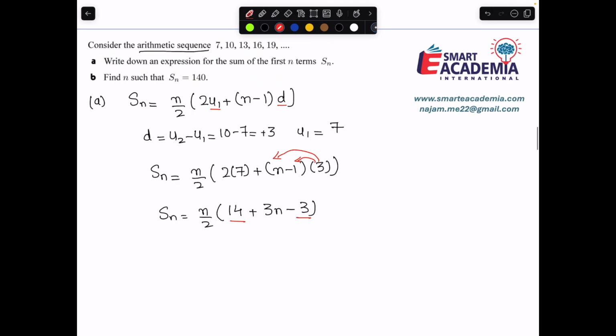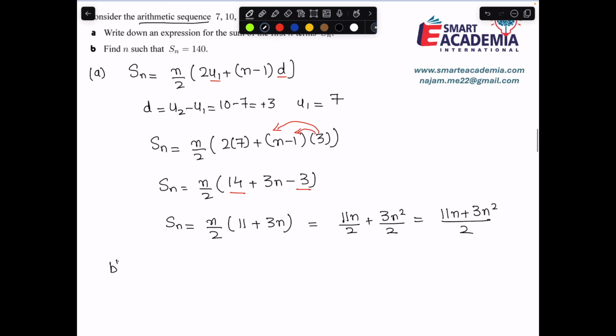I can simply simplify this: n over 2, 14 minus 3 is 11, plus 3n. So this is my general term. You can also expand it if you wish. It can be 11n over 2 plus 3n squared over 2, or simply 11n plus 3n squared over 2. That depends on which form you're more comfortable with.